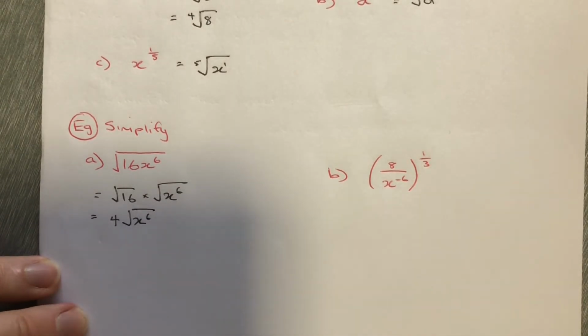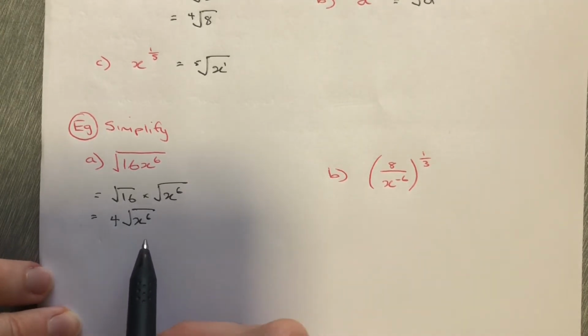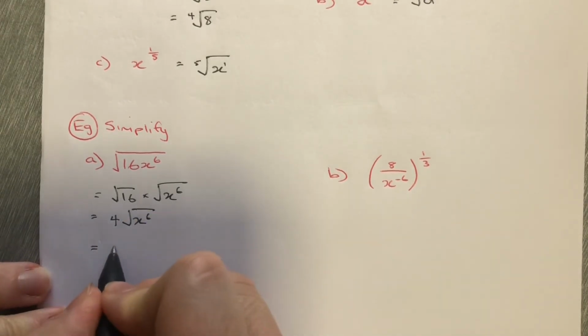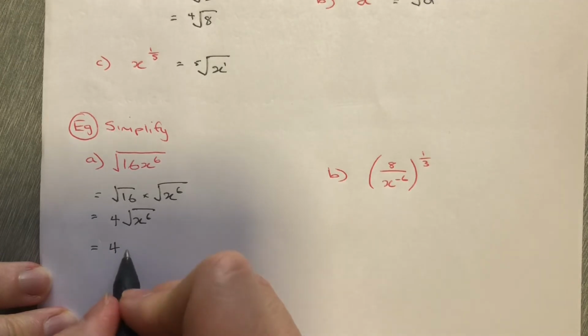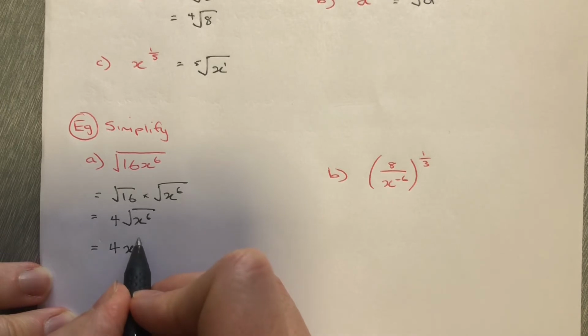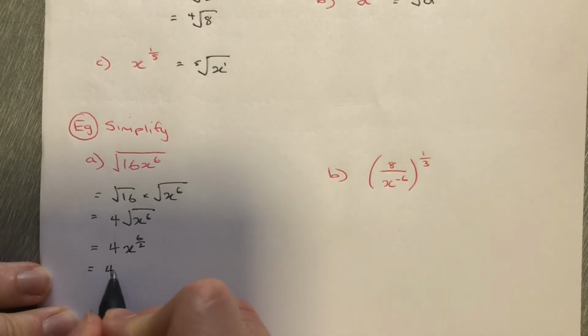There we go. So this is pretty much finished, but you could write it in another way as well, based on what we were doing before. This is our root form or surd form. We can also change it to power form. So this would be x to the power of 6 on 2, which is 4x to the power of 3.